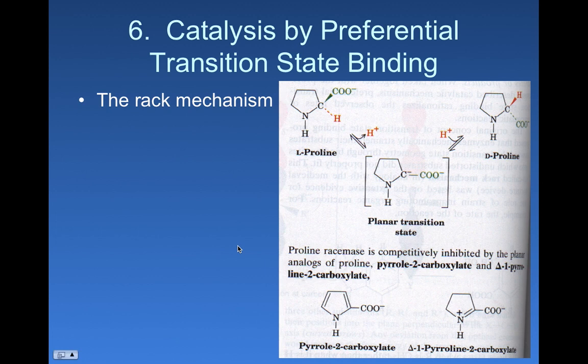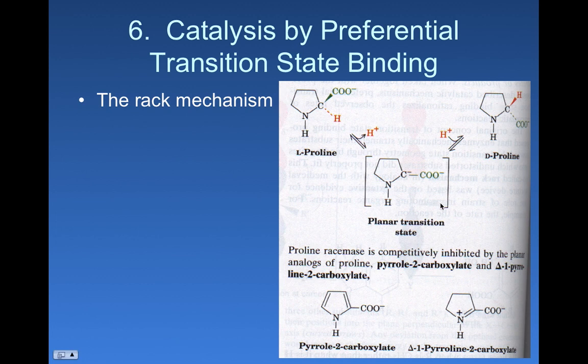Okay, the last category of catalysis that we're going to talk about is this idea of transition state binding. And this is also called the rack mechanism. Now, this concept was sort of discovered by looking at proline and how it can switch from the L form stereoisomer to the D form. Now, the mechanism of this wasn't known, but it was thought that these tetrahedral reactants and products go through some trigonal planar transition state.